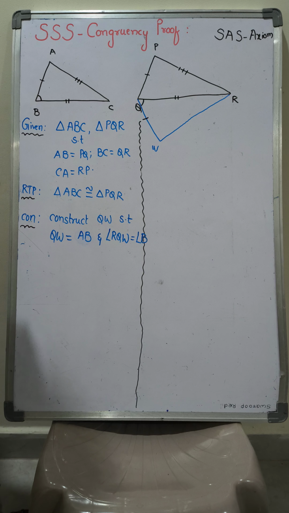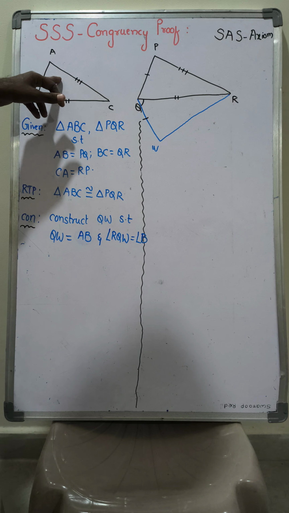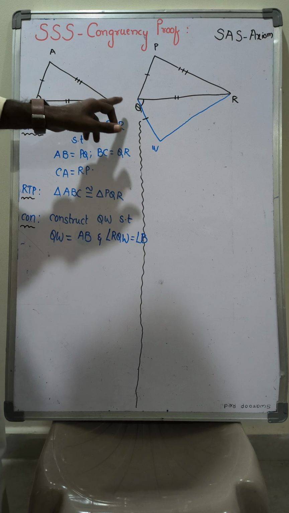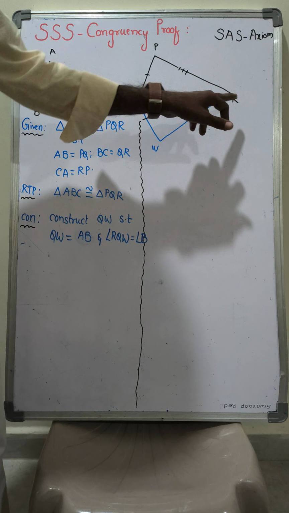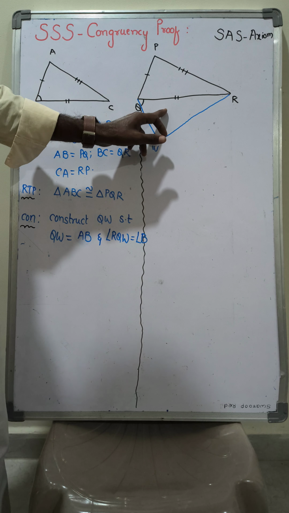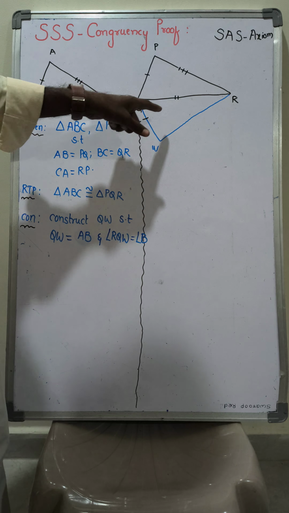Okay, so let's start the proof now. So how can we start that? First, the broad idea I would like to give. First I would like to prove these two triangles congruent. Which triangles? ABC and WQR. So these two triangles I want to make congruent, and later I would like to prove these two triangles congruent.